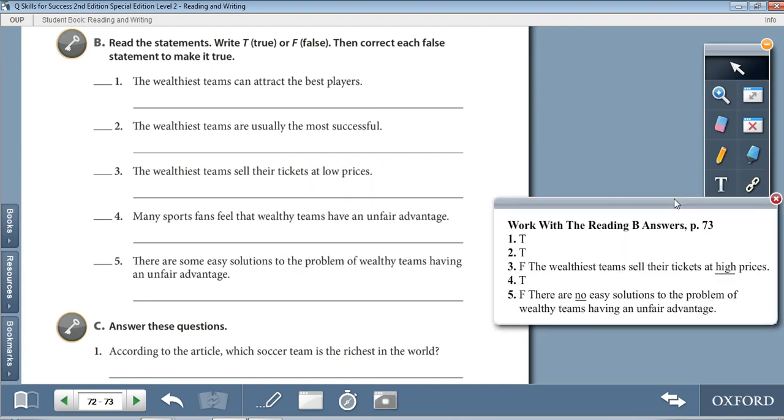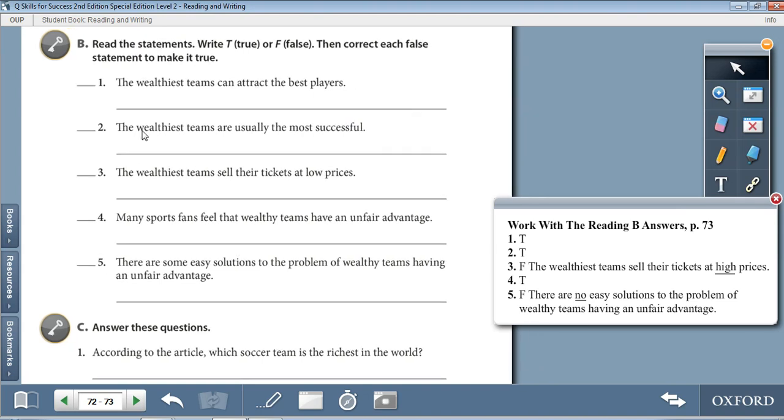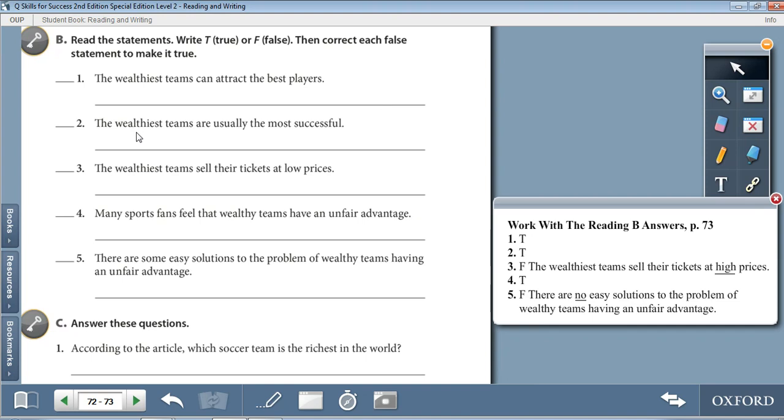Number 1. The wealthiest teams can attract the best players. True. 2. The wealthiest teams are usually the most successful. Also true. 3. The wealthiest teams sell their tickets at low prices. False. They sell their tickets at high prices. 4. Many sports fans feel that wealthy teams have an unfair advantage. True. And 5. There are some easy solutions to the problem of wealthy teams having an unfair advantage. False. There are no easy solutions.